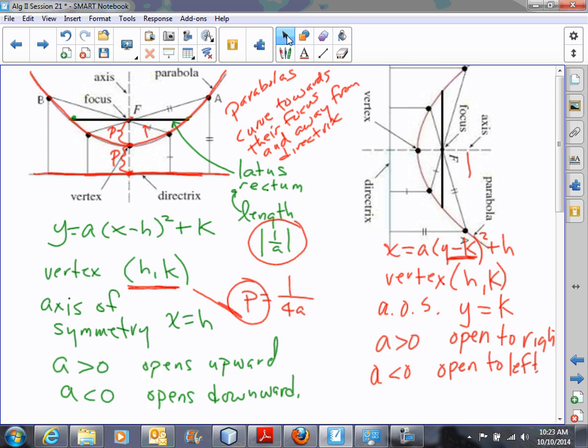Also notice that p now is the distance along the axis of symmetry, again, from the vertex to the focus, and also from the directrix to the vertex. But the axis of symmetry is horizontal. And yes, the parabola, again, still is curving towards the focus and away from the directrix.